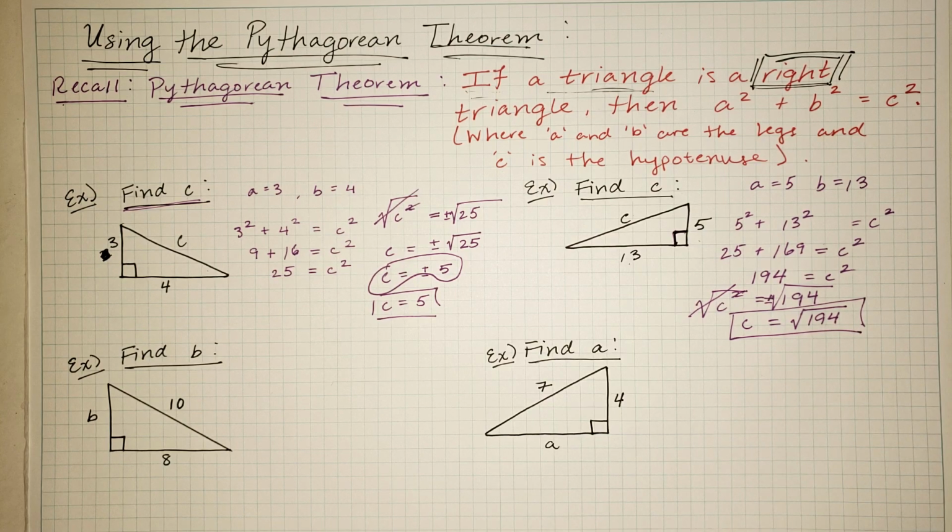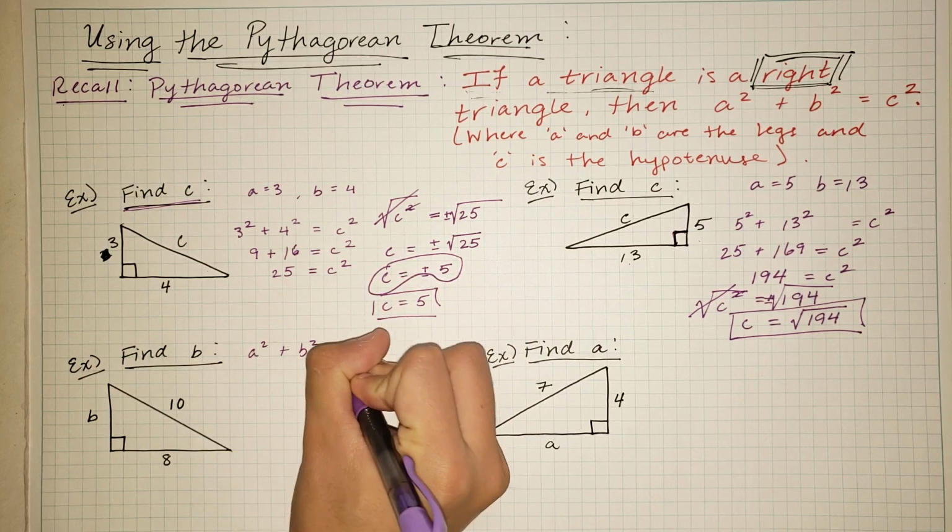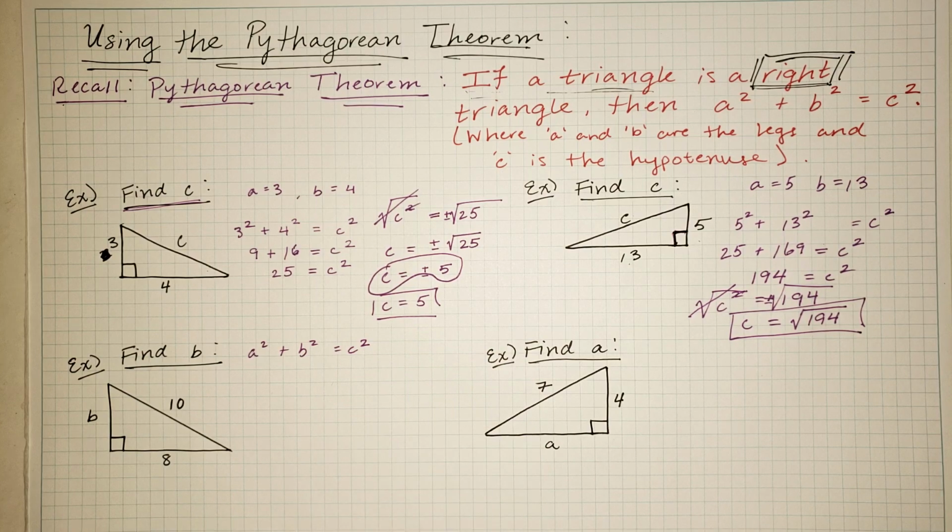Now in this next problem, it says find b. So now we're given the hypotenuse. Let's look back at the equation real quick: a squared plus b squared equals c squared. Now we're given c, so you want to be careful. Let's say that a is equal to 8.